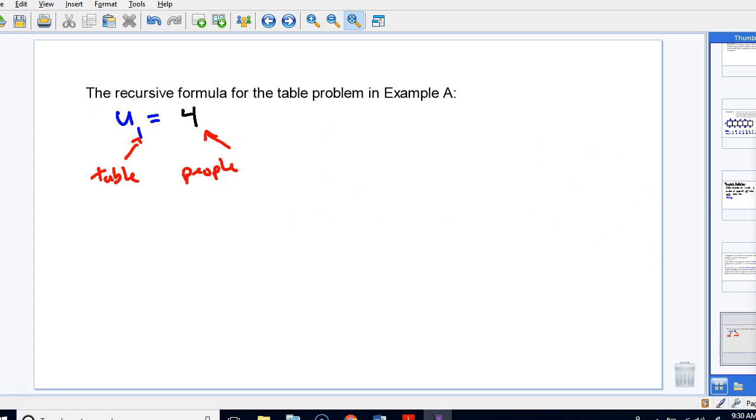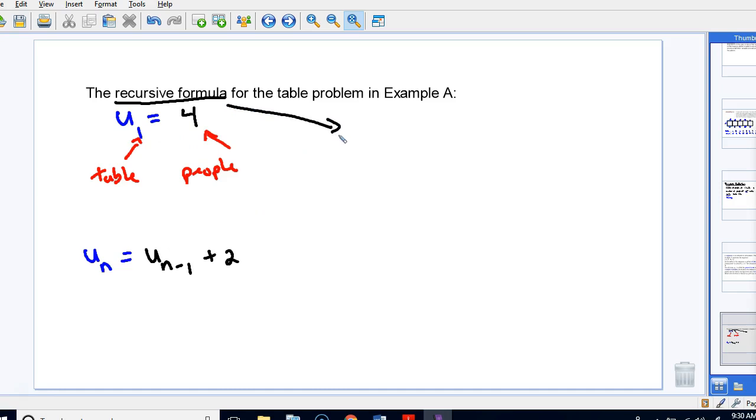The other part is going to be the u sub n, the general term, is going to equal, so we're saying the nth table is going to be the number of people who are sitting at u sub n minus 1, the previous one, plus we add 2 chairs or 2 people every time we add a table. Right, so when we write this recursive formula, we need both parts. So we have this part and we have this part.